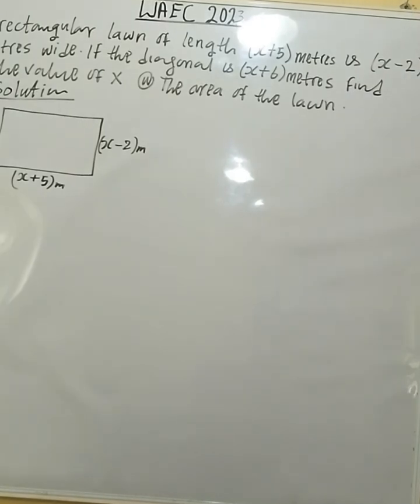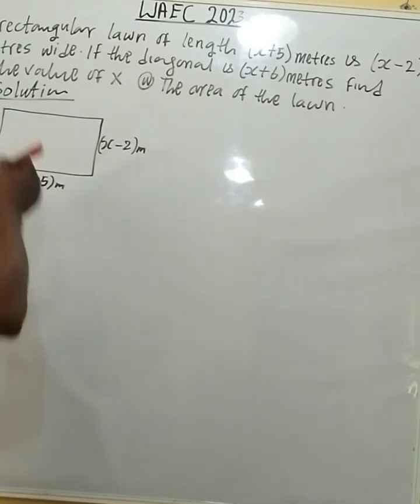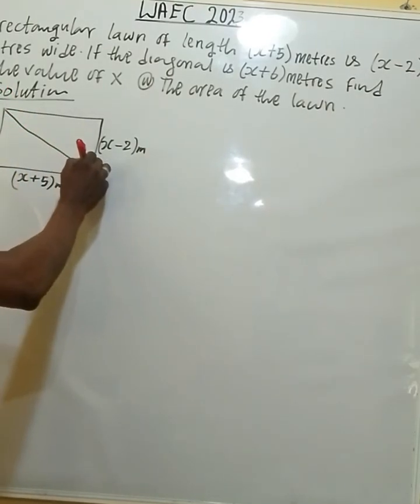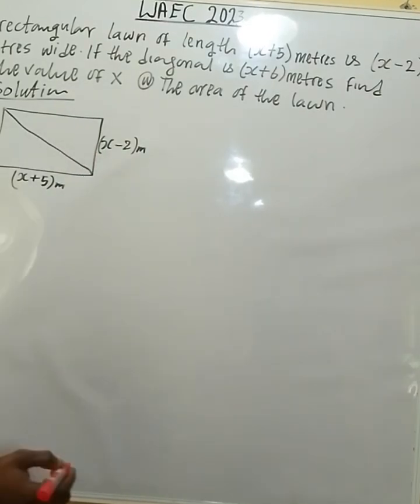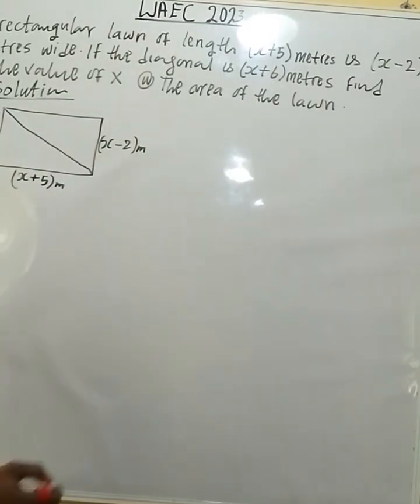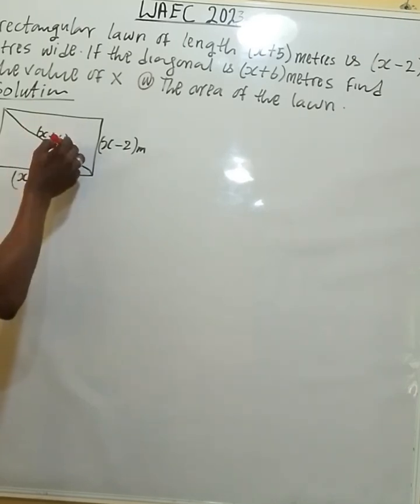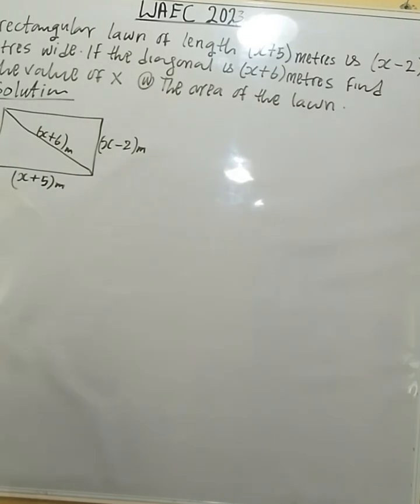And there is also what we call the diagonal. To those of you that don't know, the diagonal is the line that divides the rectangle into two equal parts. So this line is what we call the diagonal, and our diagonal is x plus 6 meters. So we have interpreted the question.